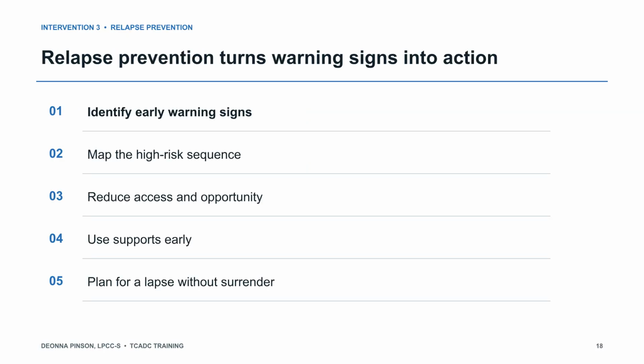Relapse prevention is about turning warning signs into action. Help the member map out their high-risk sequence so they can identify early warning signs, reduce access to substances, and utilize support systems long before an urge becomes overwhelming. Crucially, create a plan for a lapse that emphasizes safety and a rapid return to recovery without surrender.